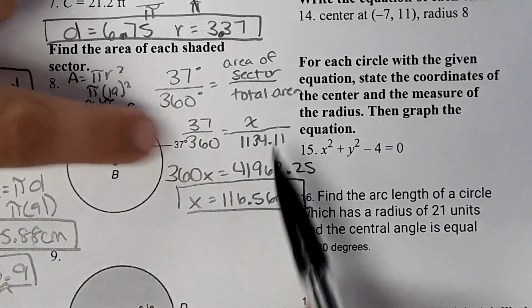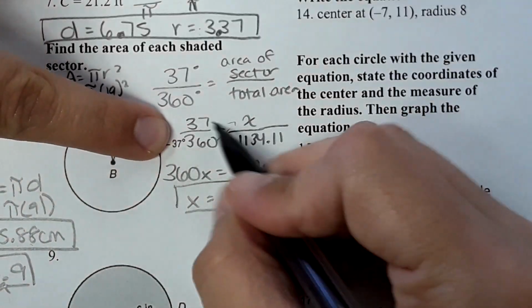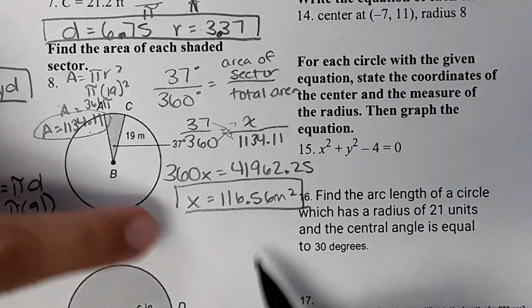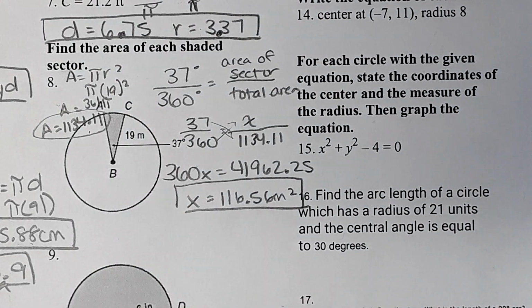Okay, so from here to here I cross multiplied, and then divided both sides by 360 to get the area of just the sector.